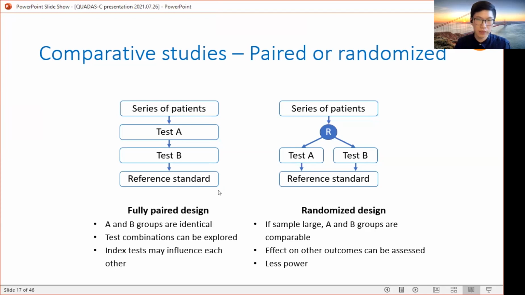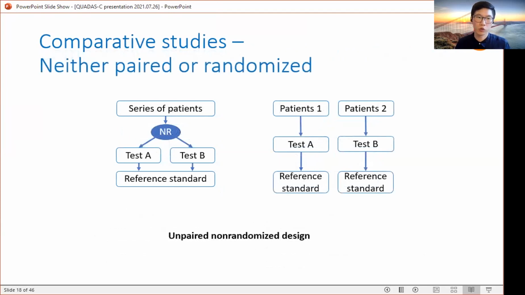So these are two robust designs. On the other side of the spectrum, you have studies that are neither paired nor randomized. So we call these unpaired, non-randomized designs. Easily, you can think of designs where clinicians decide who gets test A and who gets test B based on clinical indication. This will lead to confounding by indication. Or you can have designs where, for example, a hospital says in 2019, we're going to use test A, and from 1st of January 2020, we're going to use test B. So we don't have a guarantee that patients who get A and B are comparable.